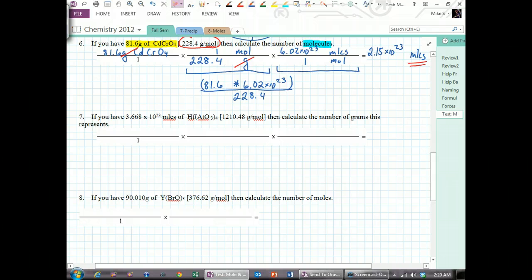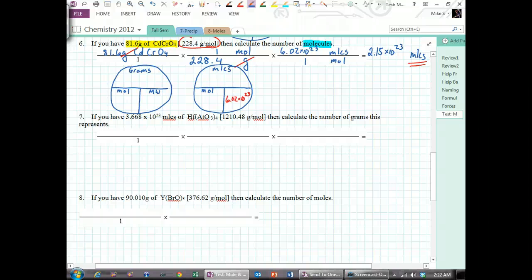Now, I'm going to do this problem with the circles. Doing this with the circles, you can do this in 2 steps. The 2 circles we're going to use, the only 2 in this unit, it's just a matter of the order that you're going to use them. If you put your given in, 81.6 grams, and your molecular weight in, 228.4, but that's not what you're trying to solve for. You're trying to solve for molecules, which is over here on this circle.